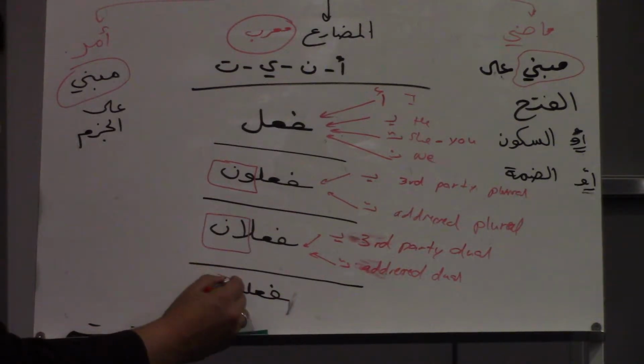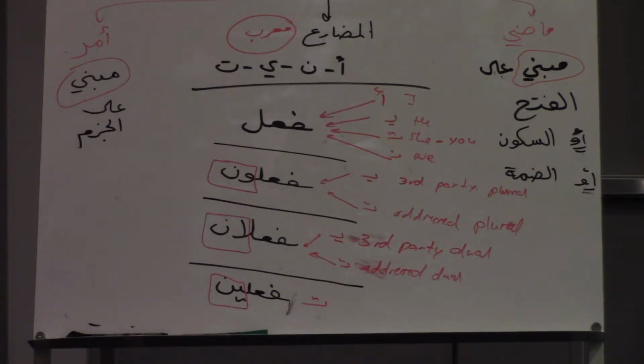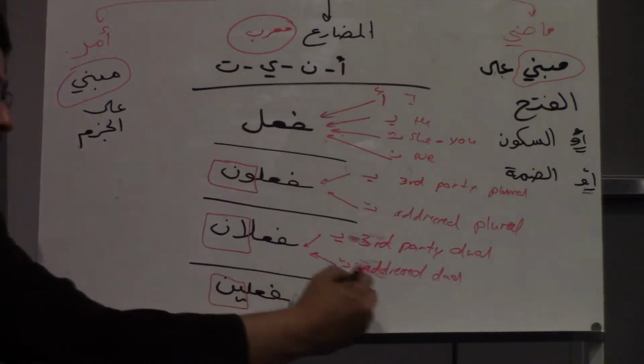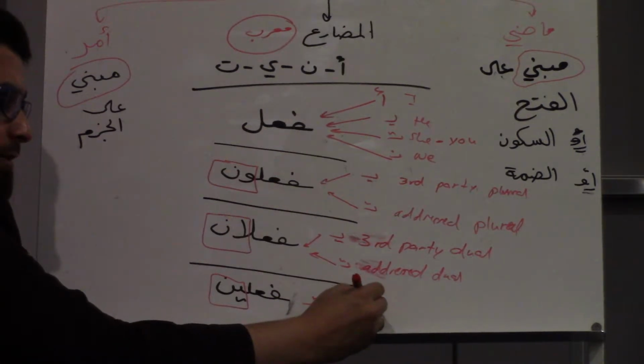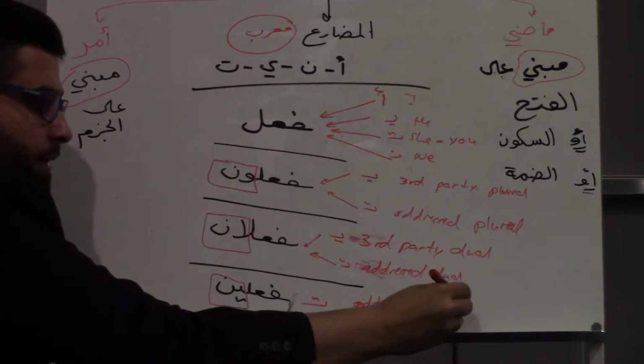The last one here, taf'alin, only has one thing it can start with. You can always start with the ta. You can't say yaf'alin or af'alin. It has to be taf'alin. And this is addressed singular feminine.